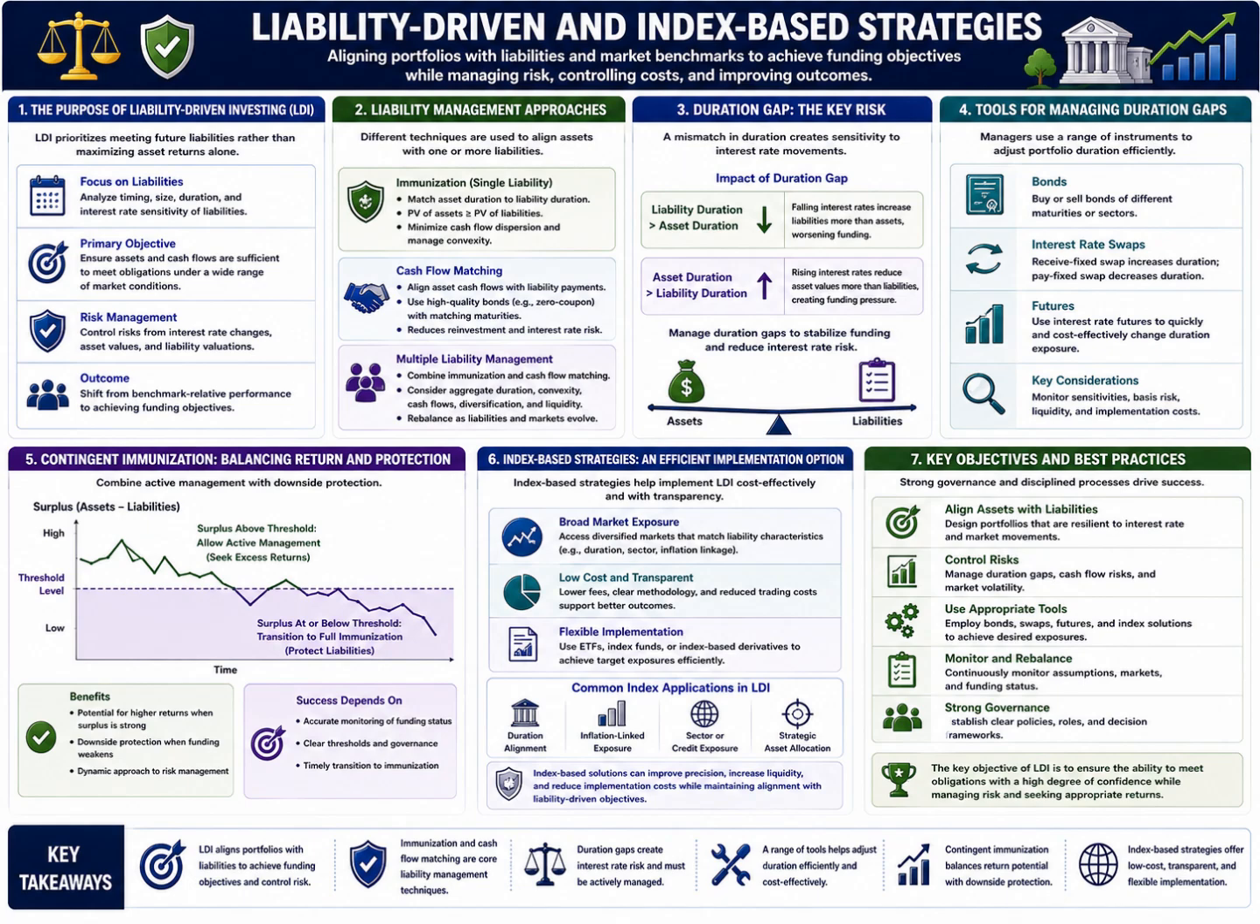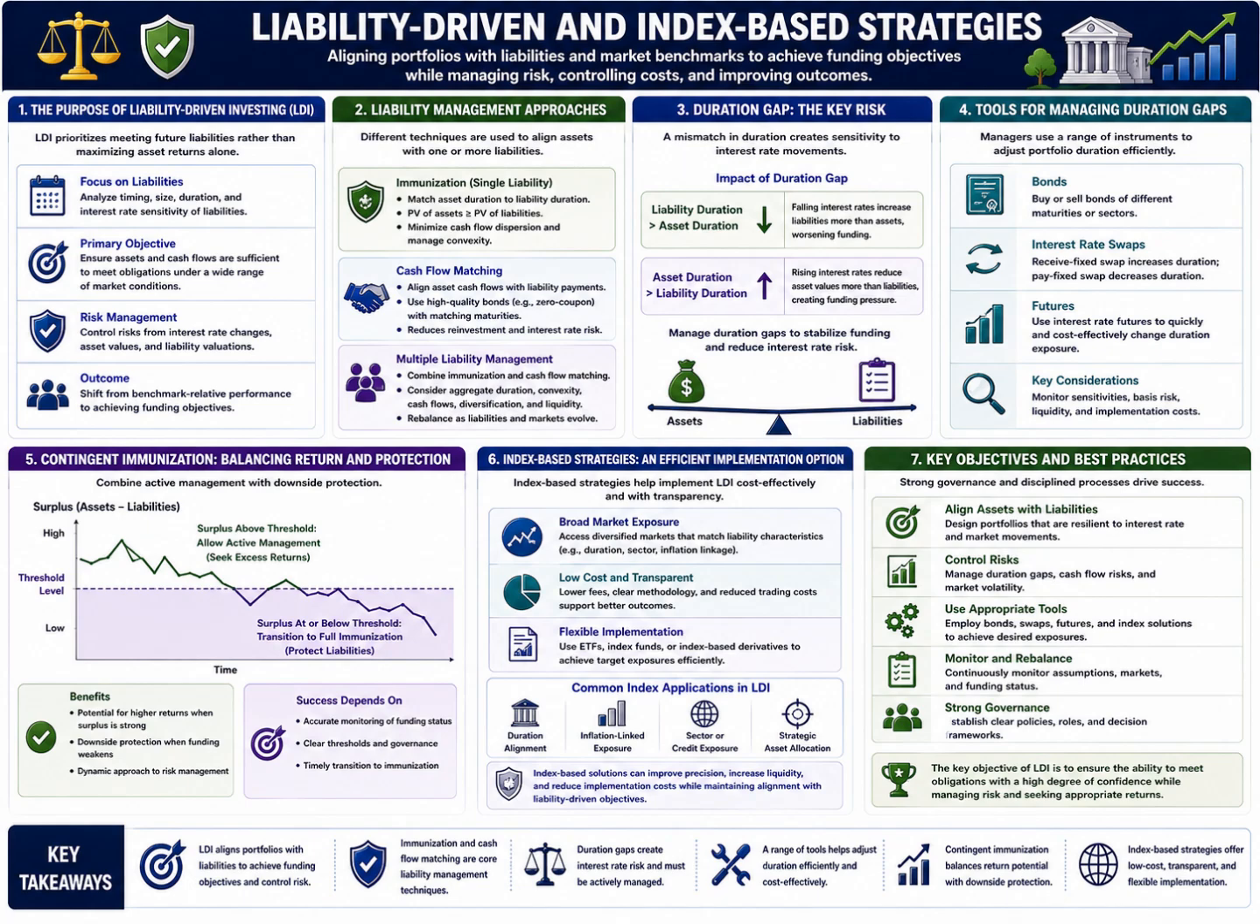Classical immunization requires that the present value of assets equals or exceeds the present value of liabilities and that asset duration matches liability duration. By satisfying these conditions, changes in interest rates should affect both assets and liabilities similarly, preserving the ability to meet future obligations. Portfolio managers also seek to minimize cash flow dispersion and manage convexity to reduce exposure to non-parallel yield curve shifts, thereby improving the effectiveness of the immunization strategy over time.